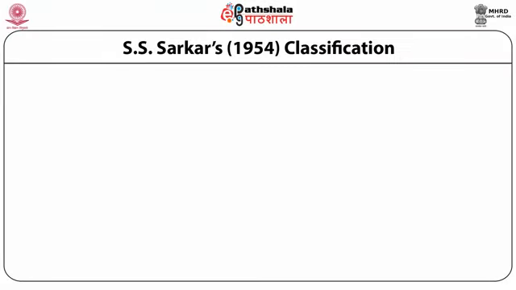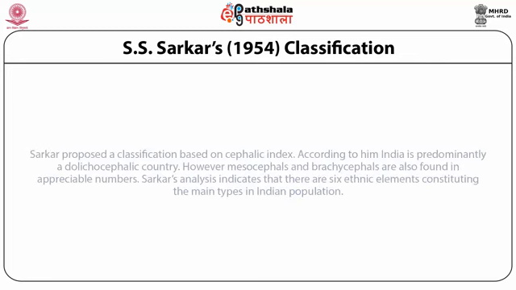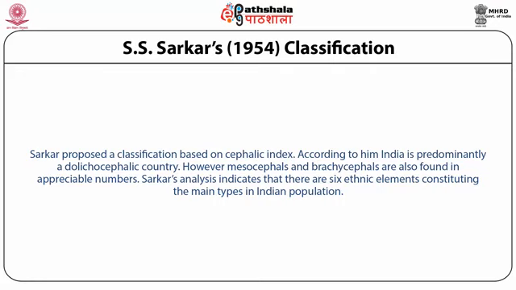S.S. Sarkar's classification. He gave his classification in 1954. He proposed a classification based on cephalic index. Cephalic index is calculated by taking head length and head breadth. According to him, India is predominantly a dolichocephalic country. However, mesocephals and brachycephals are also found in appreciable numbers. Sarkar's analysis indicates that there are 6 ethnic elements constituting the main types in Indian populations.